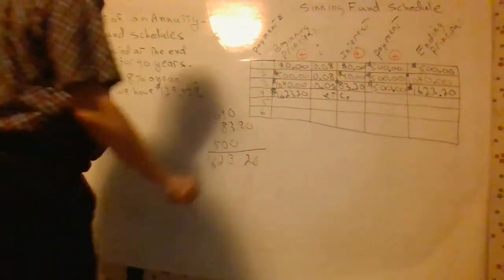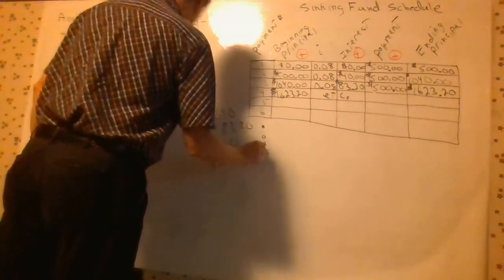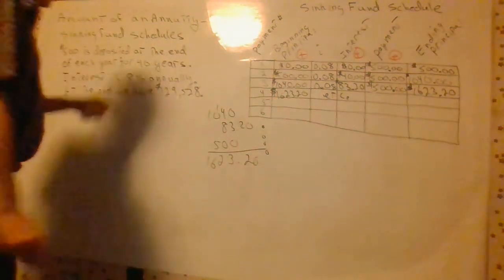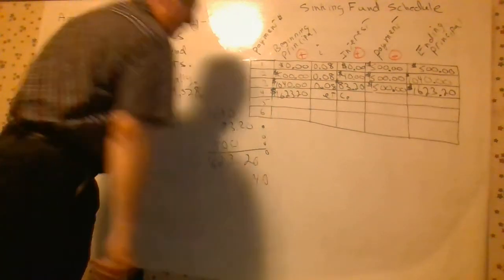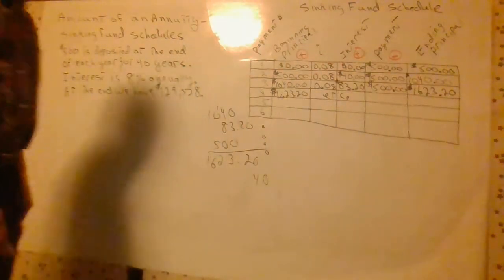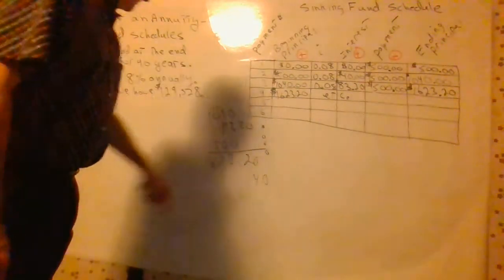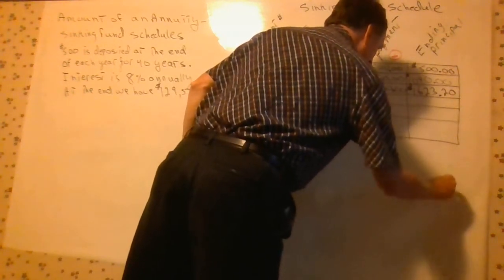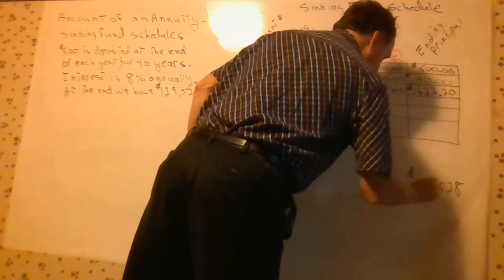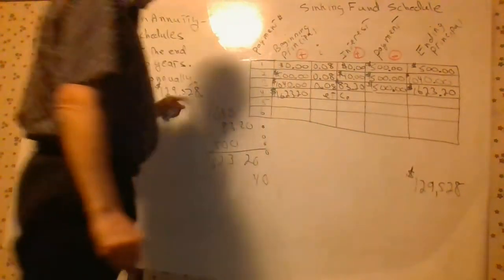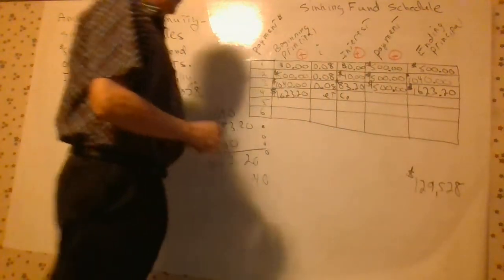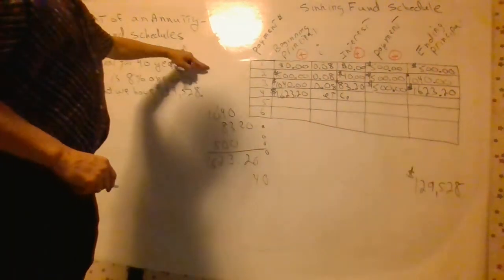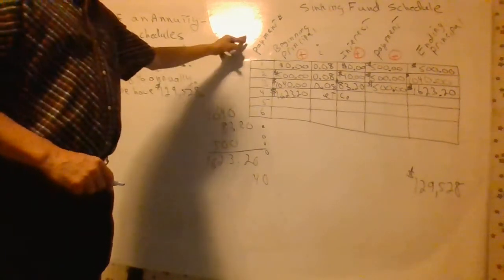Now if this sinking fund schedule were to continue, we have 40 payments. It seems like it's going pretty slow, but once this money accumulates, it accelerates. It's exponential growth, actually. After 40 payments, we would have $129,528. There'd probably be a few cents on the end, but I rounded that off before. That's how much this would accumulate. If you look at the balance, it starts out slow and then it really, really accelerates at the end.